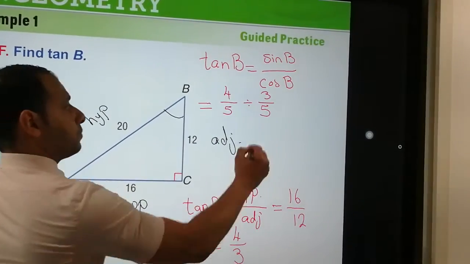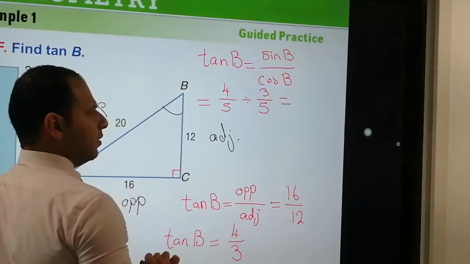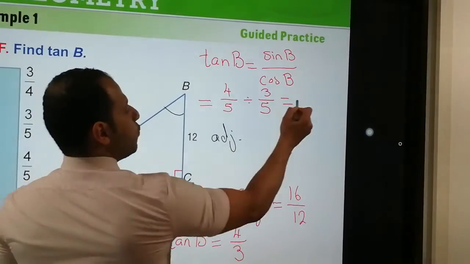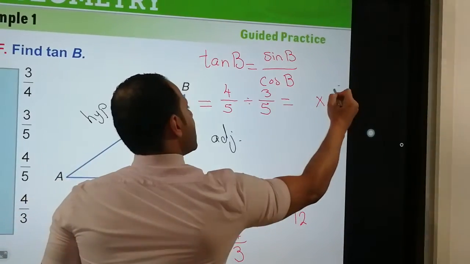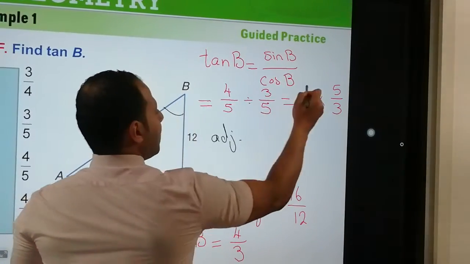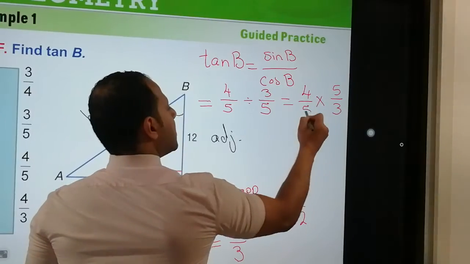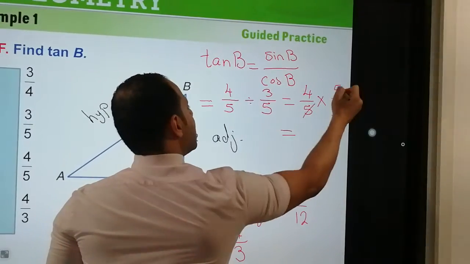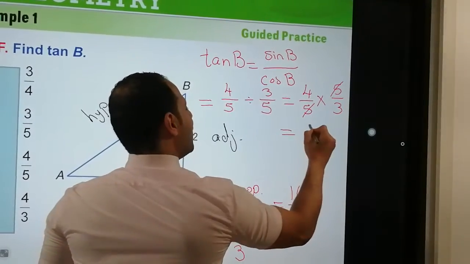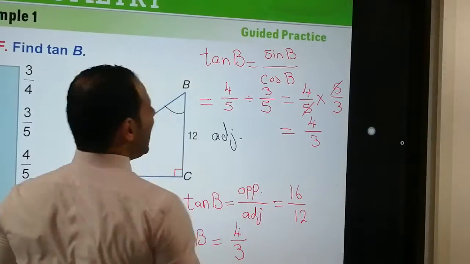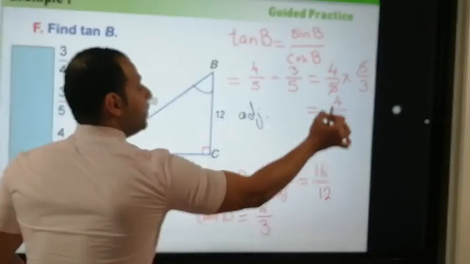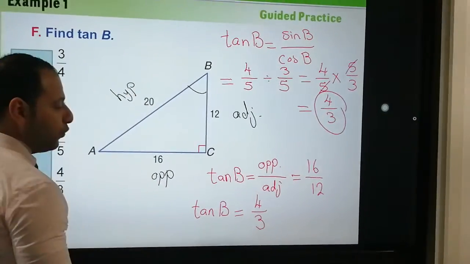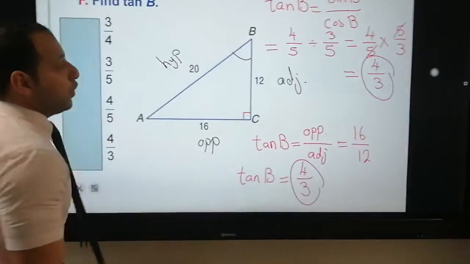We will see. We need to divide. Yes, we can divide fractions. We change it to multiply and take the reciprocal of the second number. Write the first one as it is, and then cancel. Yes, I heard you. It will be 4 over 3. Excellent, Muhammad Tamimi. So we get here tan B equals 4 over 3 and tan B equals 4 over 3.